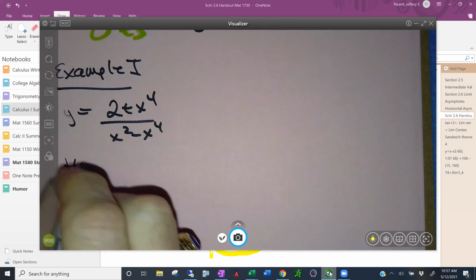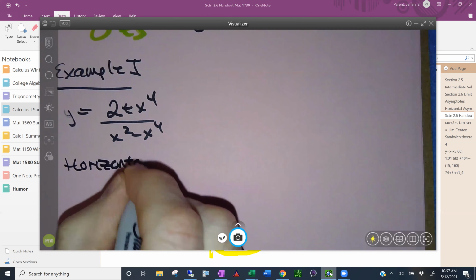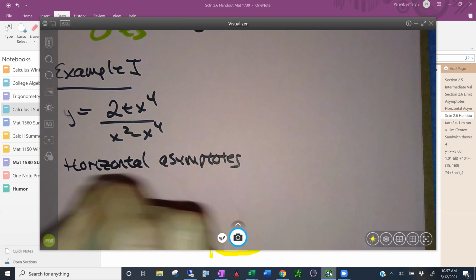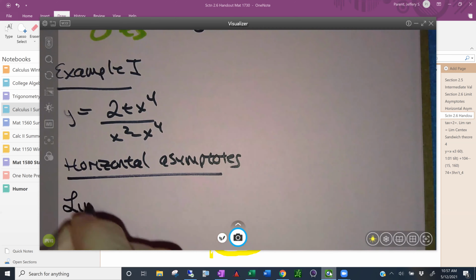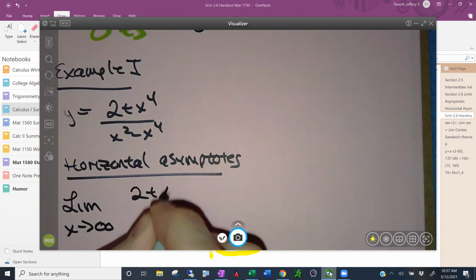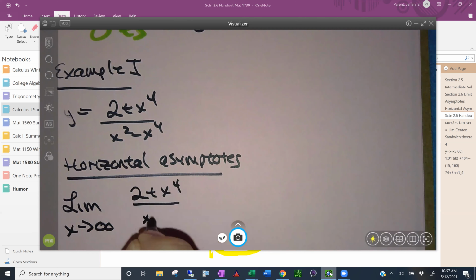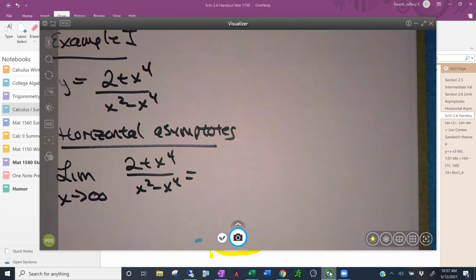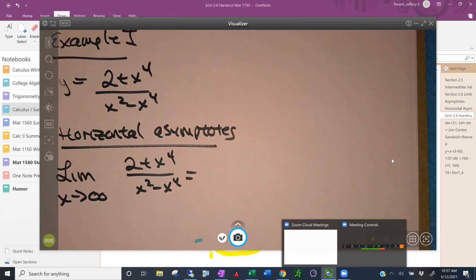So for our horizontal asymptotes, I want to look at the limit as x approaches infinity of 2 plus x to the fourth over x squared minus x to the fourth. Let's see if we can do this a little bit faster than we've done a lot of our previous ones. This one's a very nice case of working with asymptotes. Can someone tell me why? What's nice about this case?